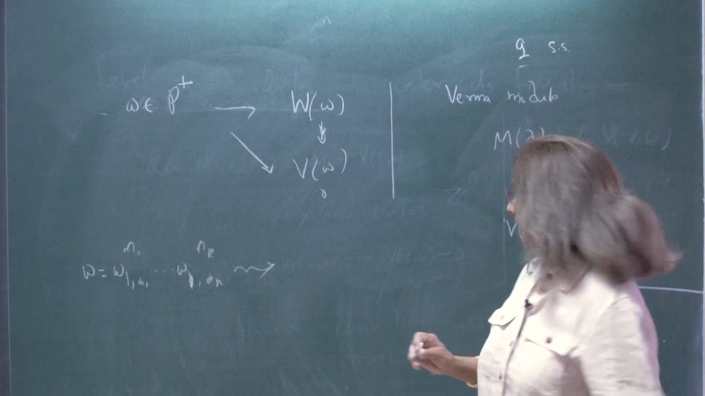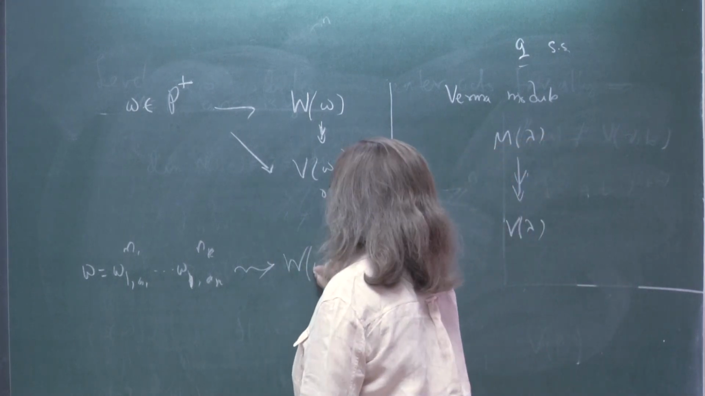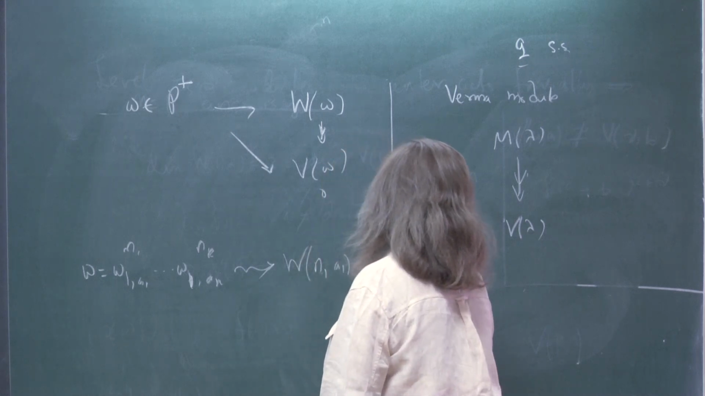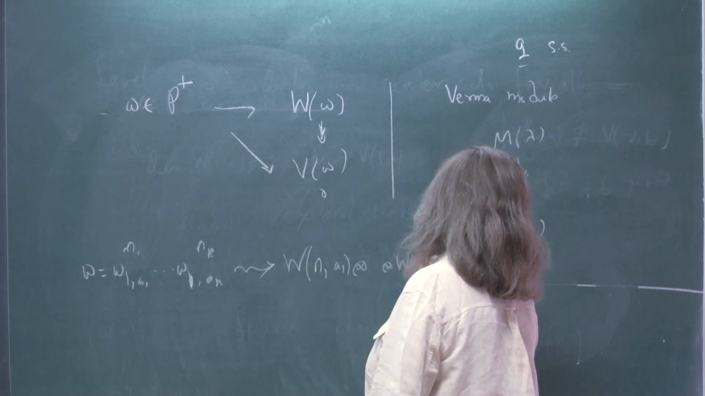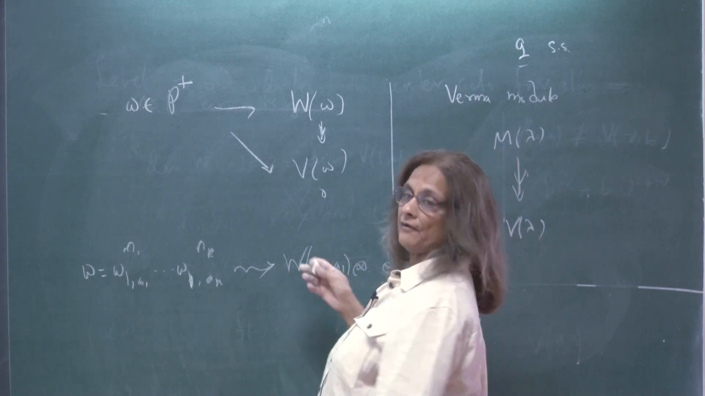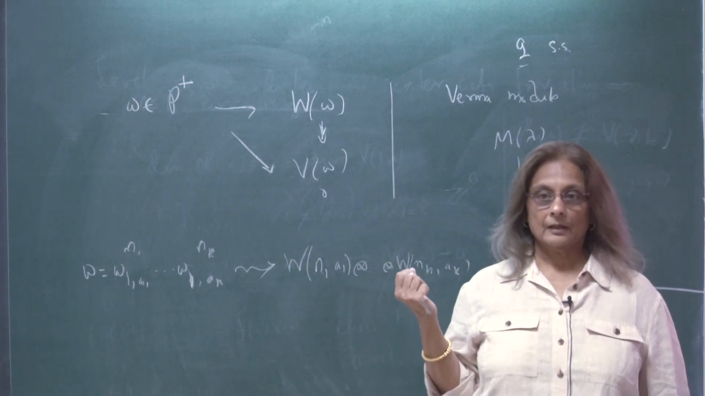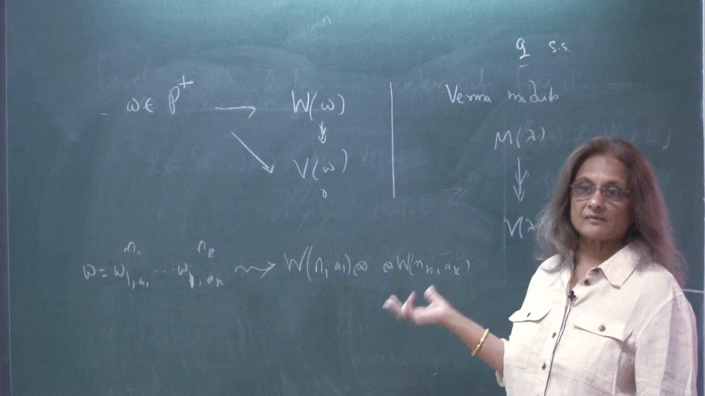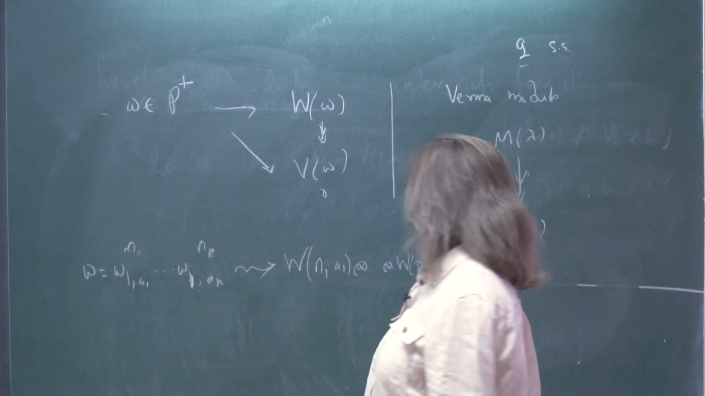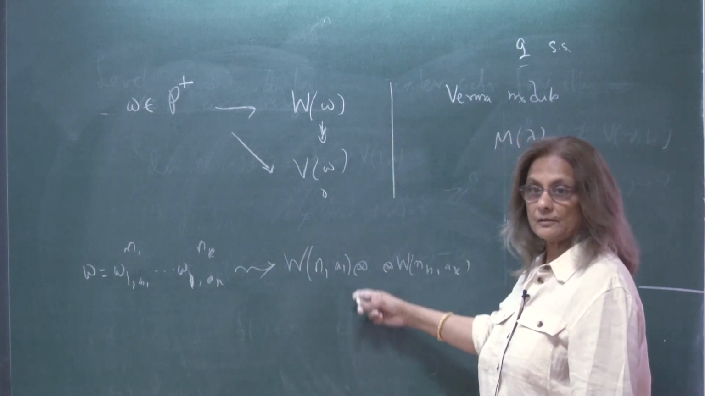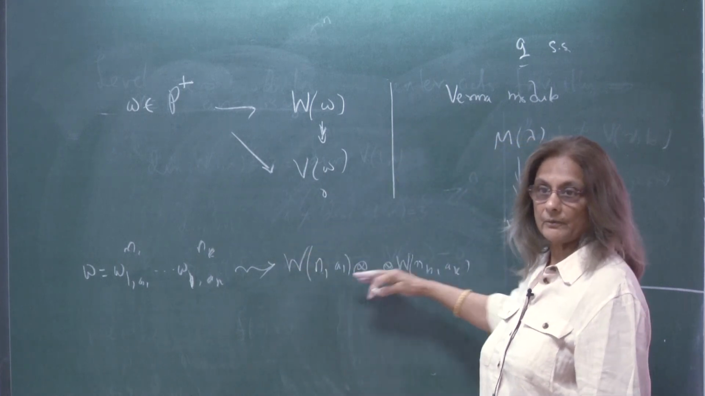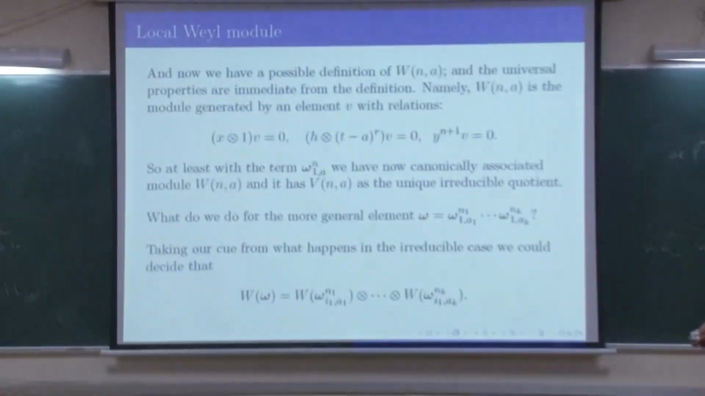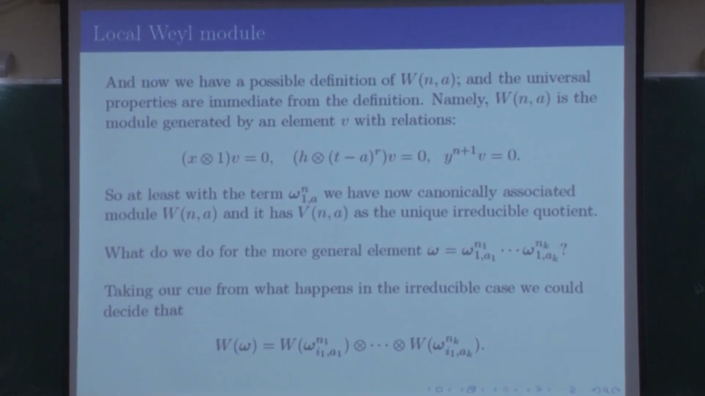I would just want to take the tensor product of W N1 A1 tensor up to W NK AK. But then I've got a module defined, and what would I want for it? I would want to know that this has the same universal property, so I would want to know a presentation for it. The earlier module has a universal property by definition because I gave you a presentation. But when I take the tensor product, it's not so clear. So that's an exercise. Okay, so we take this W omega to be that.